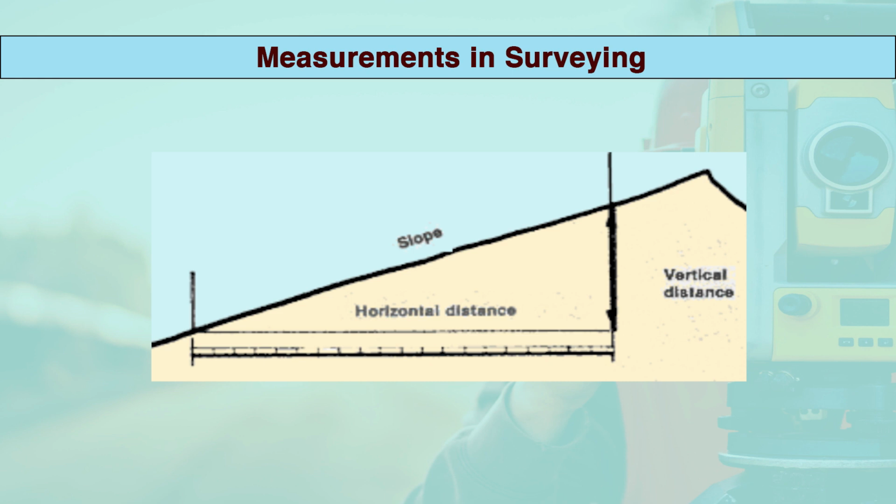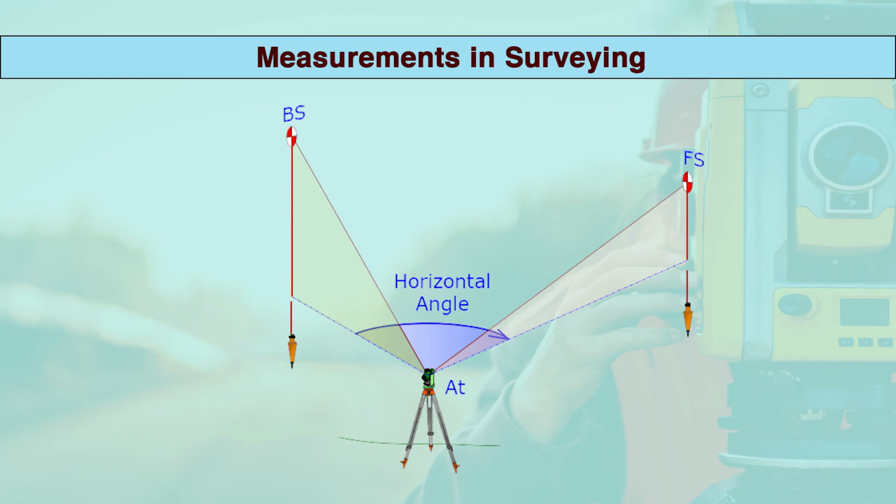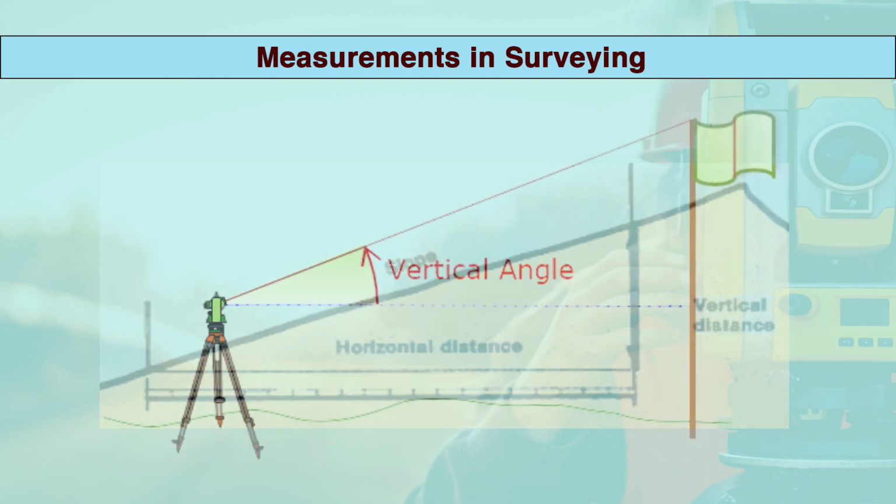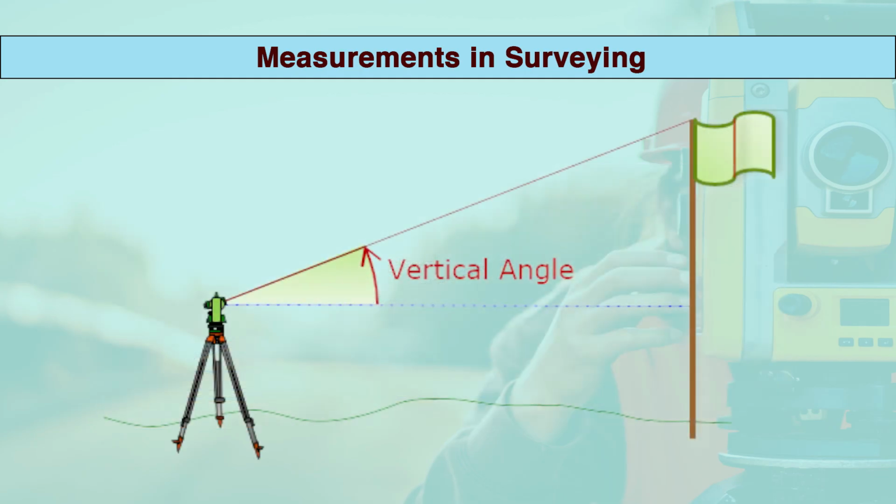So, horizontal distance is the distance measured in the horizontal plane. And what is horizontal angle? Horizontal angle is the angle measured between two lines in the horizontal plane. Theoretically, the angle between two lines can vary from 0 degrees to 360 degrees. Vertical distance is a distance measured in the direction of gravity, as the direction of gravity is taken as the vertical direction. And what is vertical angle? Vertical angle is the angle measured between two lines in the vertical plane.